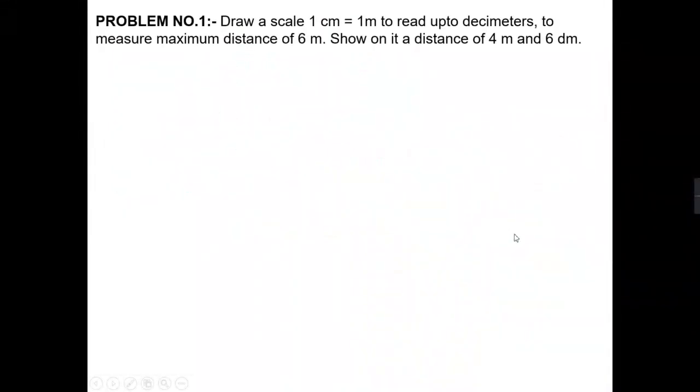So here is the first problem on the plane scale. Draw a scale 1 centimeter equal to 1 meter to read up to decimeters and to measure a maximum distance of 6 meters. It means we have to construct a scale which can measure up to 6 meters, the maximum length is given, and the least count given is 1 decimeter. Okay, and show on it a distance of 4 meters and 6 decimeters.